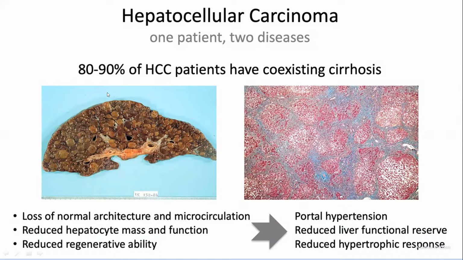80 to 90% of HCC patients have coexisting cirrhosis, usually with a loss of normal architecture and microcirculation, reduced hepatocyte mass and function, and reduced regenerative ability, which leads to portal hypertension with reduced liver functional reserve and a reduced hypertrophic response.